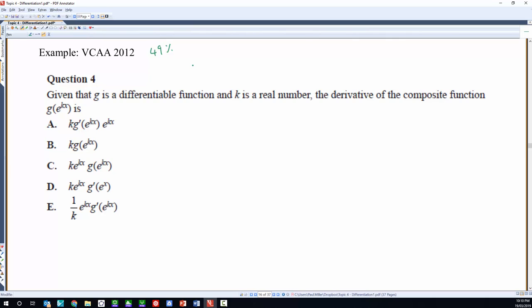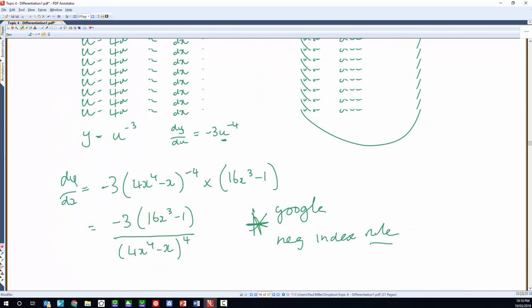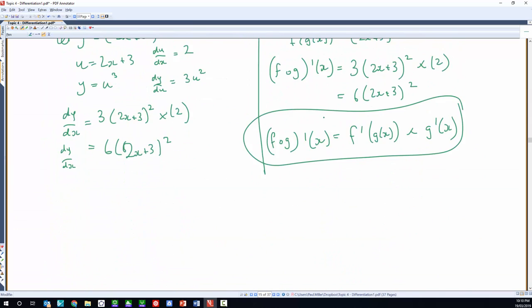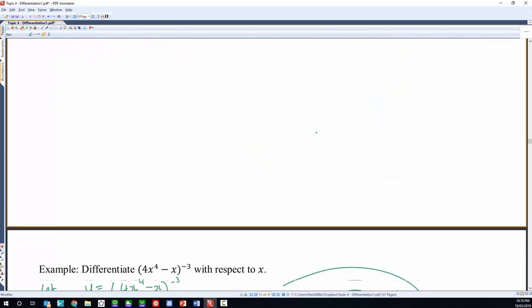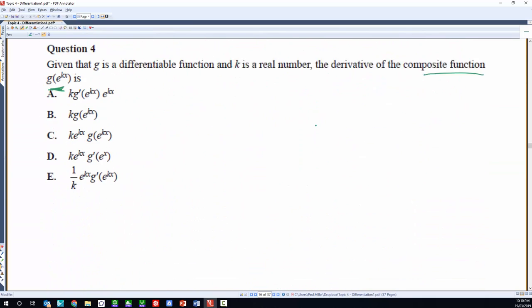All right, so let's have a look at why this problem was difficult. Given that g is a differentiable function, so it can be derived, and k is a real number, the derivative of a composition, this is a composite function, is one of these things. So because we're deriving a composite function, we need to understand that this is a composite function. So that's the chain rule. So we need to use the chain rule on this problem.